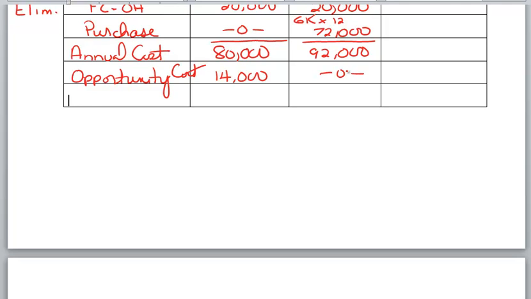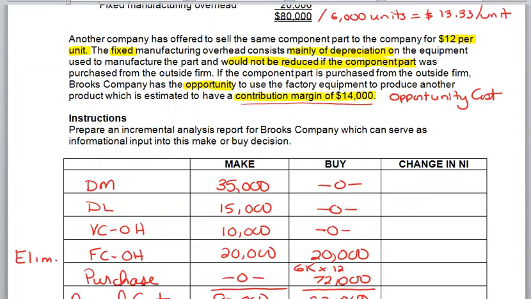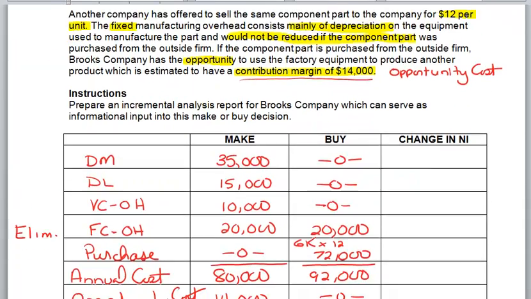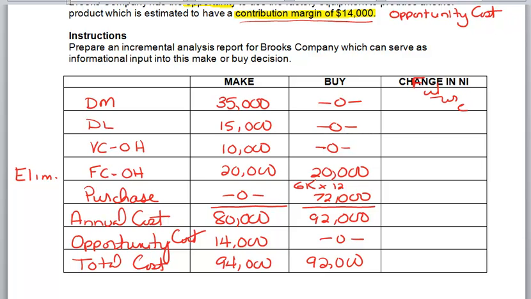And it would be 0 under here. And therefore our total cost is $94,000 versus $92,000. And yes, you can just really look at the make or buy here and decide without even looking at the change in net income for our future net income. But again, many of the online systems may want you to do it this way and come up with what is the change. If you don't have to do it, don't worry about it then.